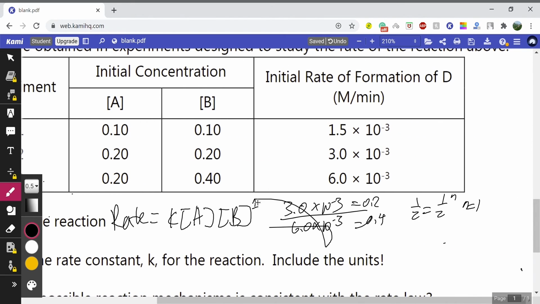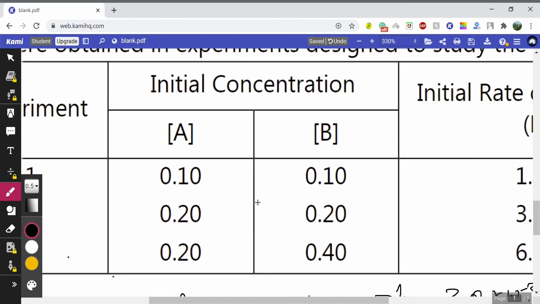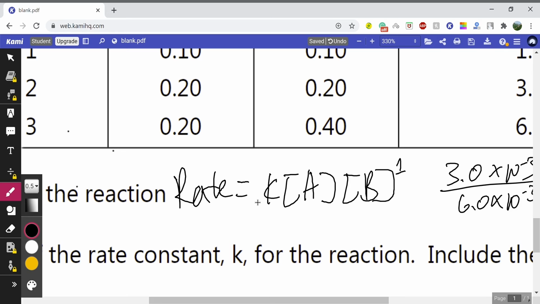So we're still going to use two rates divided by each other. So this time let's use the ratio. Rate 1 divided by rate 2 equals k times a to the m times b to the n. Now this time we already know b is to the first power, so we're not looking for n anymore, we're only looking for m. Down there will be the same.